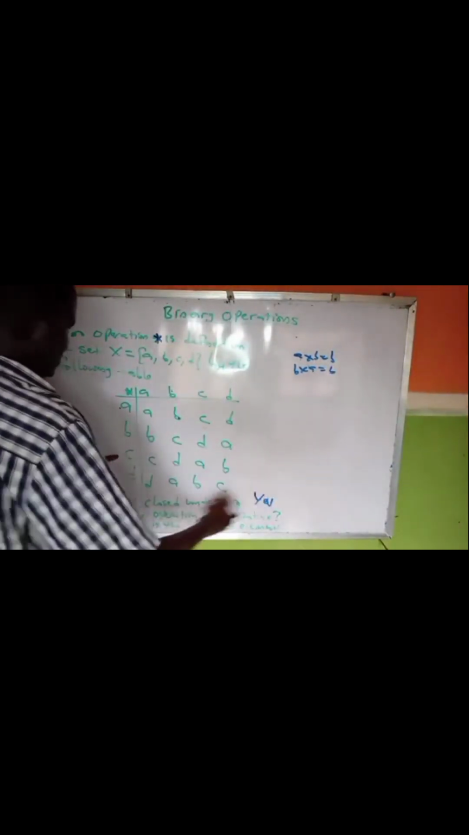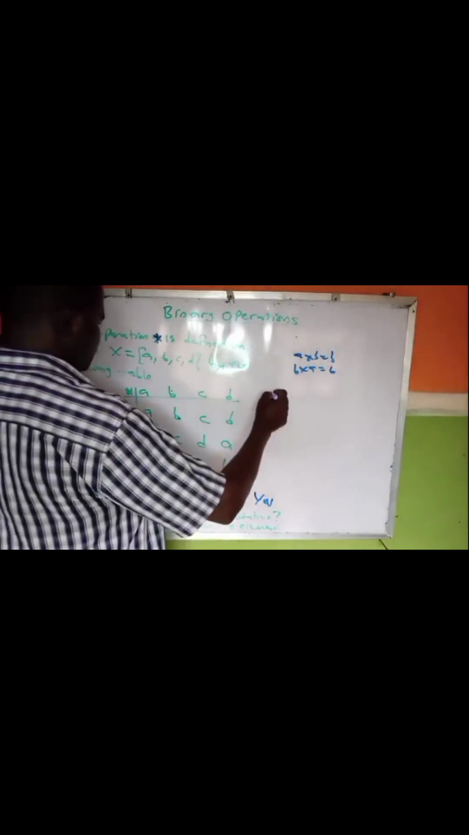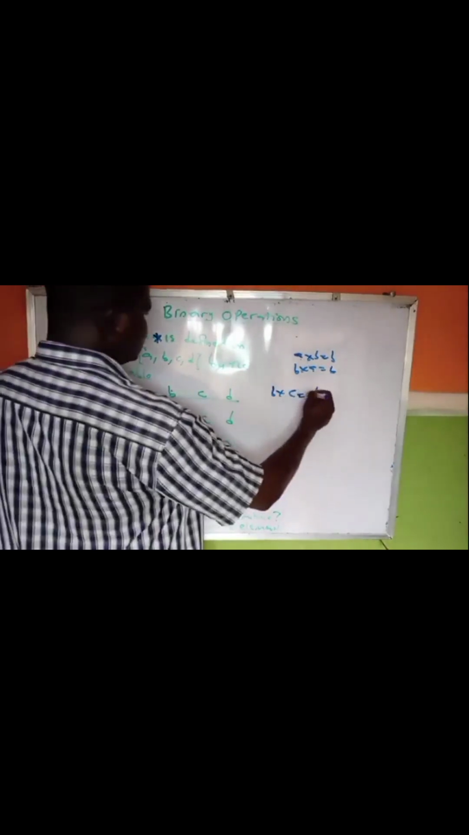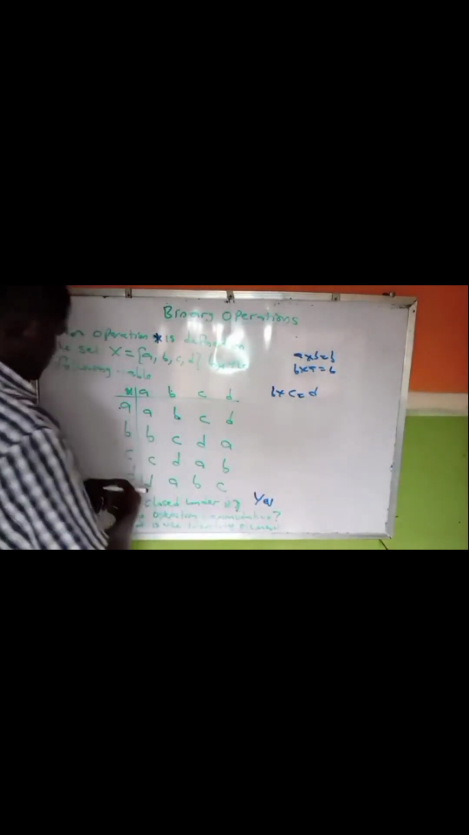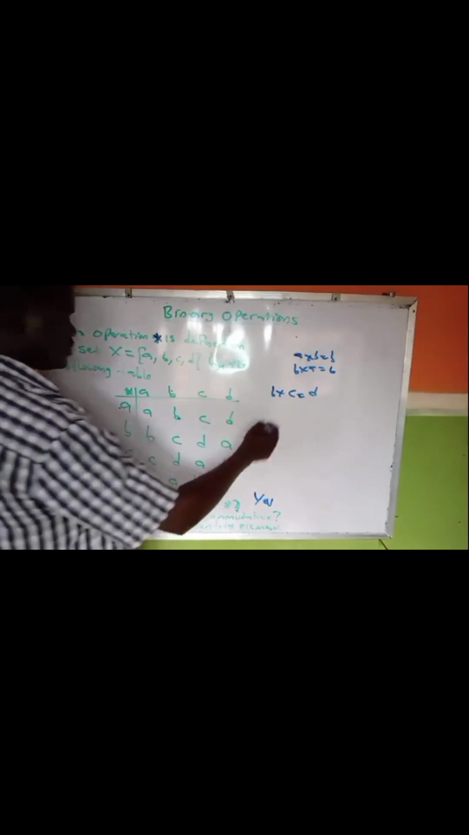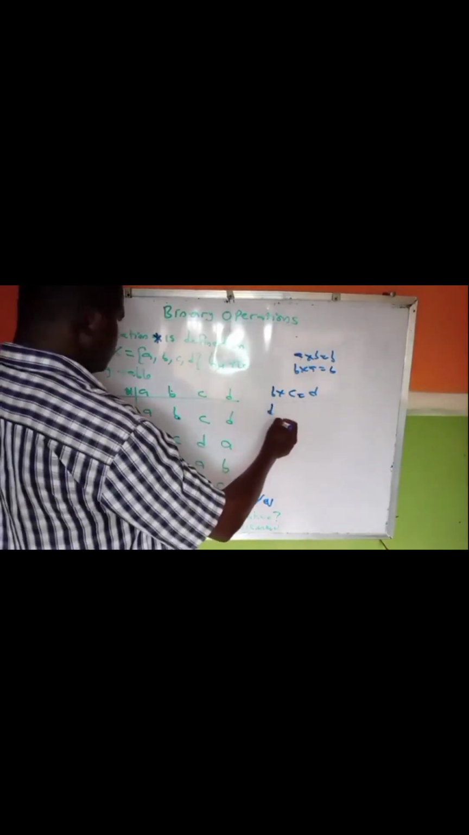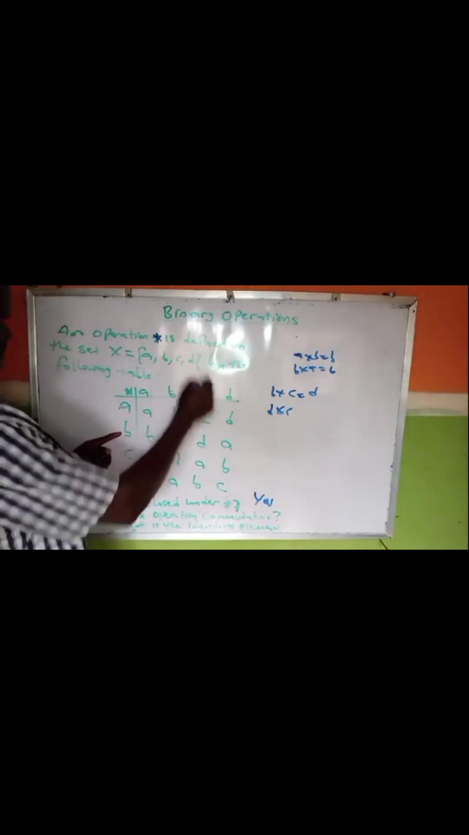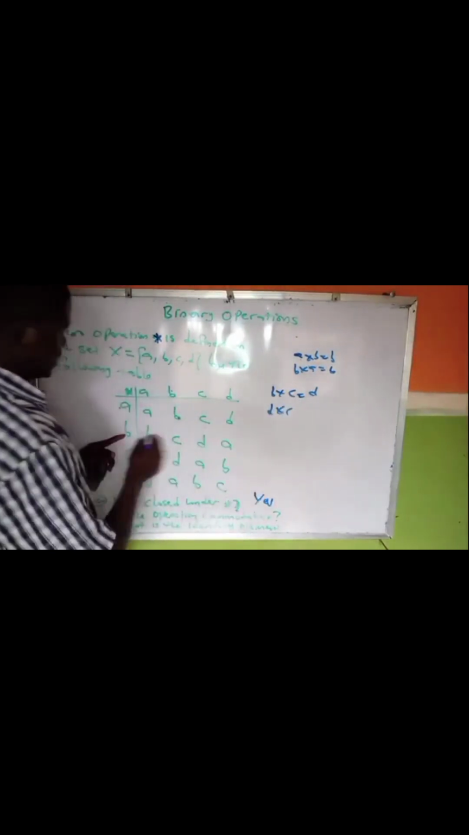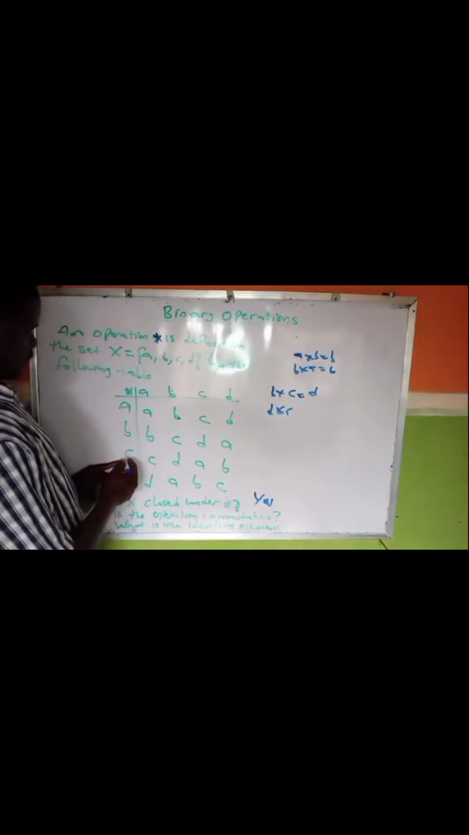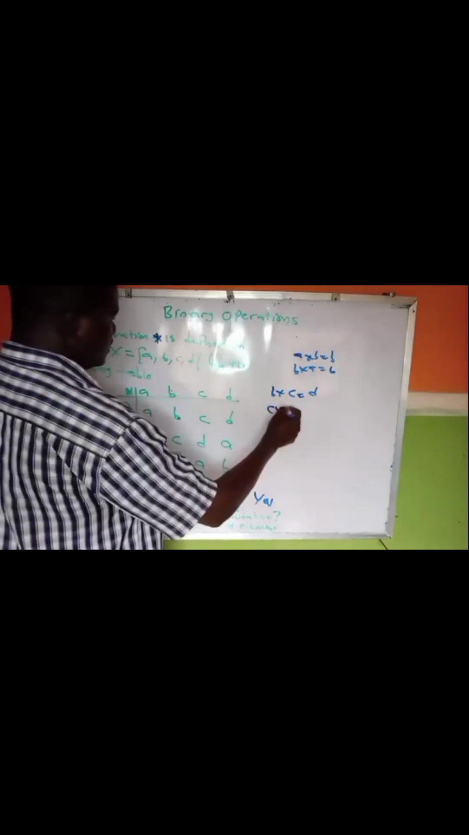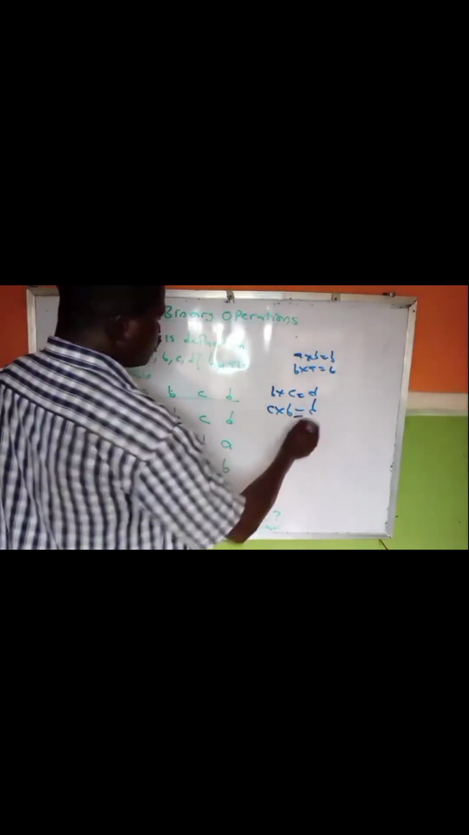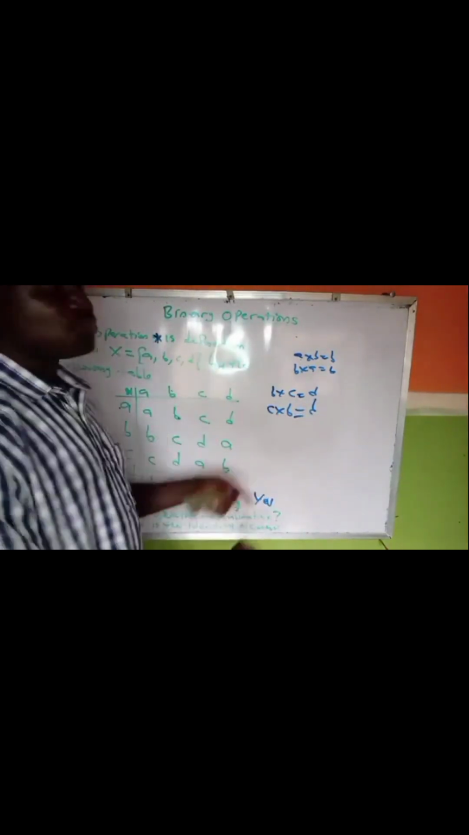So let's check another one. Let's look at C and B. So we want to look at B times C. B times C equal to what? D. Here we have B times C equal to D. Let's look at C times B. C times B equal to D. So with these two, you can know that the operation is commutative.